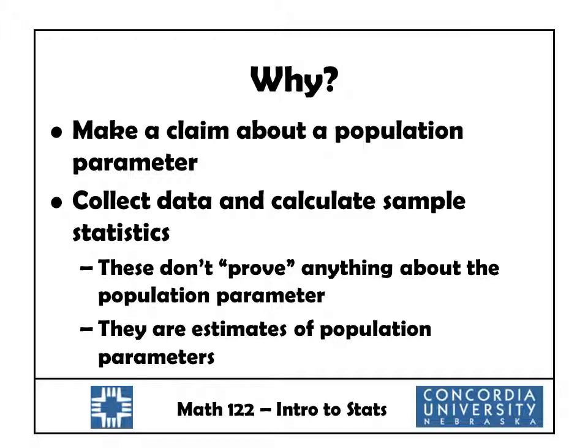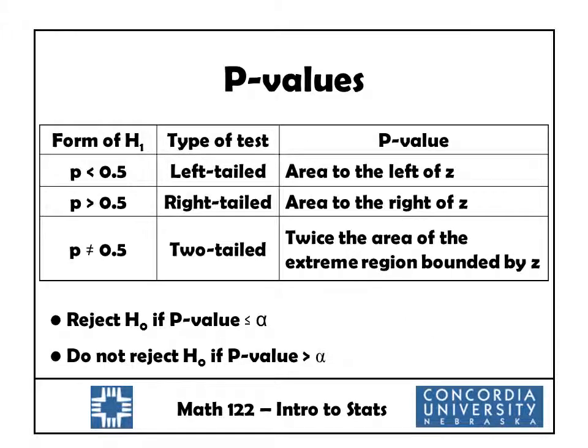So instead, we go out and select a sample, and based off of that, we collect some data and calculate sample statistics, such as a sample mean or sample proportion. These sample statistics don't prove anything about the population parameter. Instead, they are estimates of whatever it is we're interested in. In hypothesis testing, we determine if that data supports the claim, and if so, just how strong that support is. And based off of that, we can determine if we support the claim or if we do not support the claim.